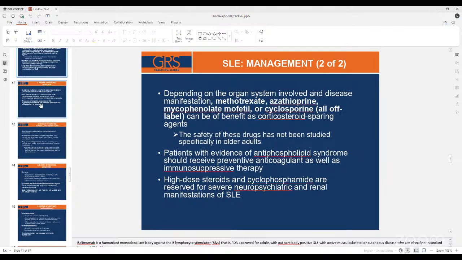A patient with evidence of antiphospholipid syndrome should receive preventive anticoagulation as well as immunosuppressive therapy. If it's primary prevention, they should receive low-dose aspirin. For secondary prevention, anticoagulants are preferred. High-dose steroids and cyclophosphamide are reserved for the severe neuropsychiatric manifestations and renal manifestations of SLE.